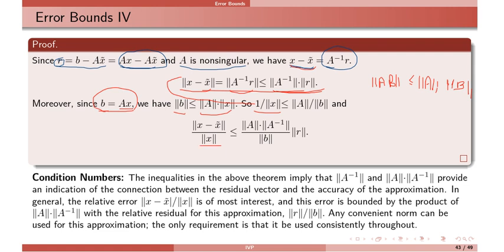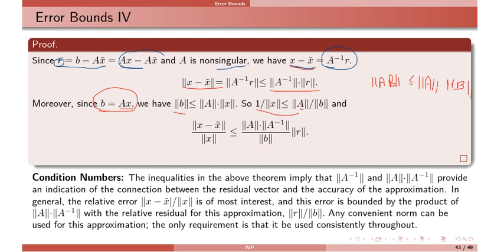So divide both, or you can say multiply both. The right hand side is norm of A, norm of r, and from this, norm of A inverse, and from the second, norm of A divided by norm of b. So this is finally the relative error.